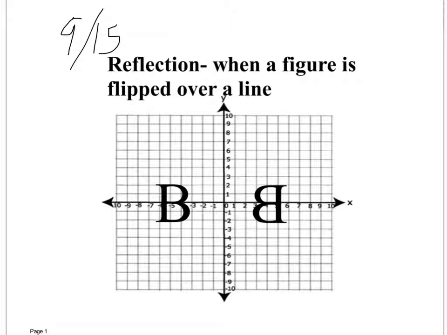All right, today we're talking about reflection. Last time we talked about translation. That is where we moved an object, either up or down or to the right or left. Every point moved the same direction.